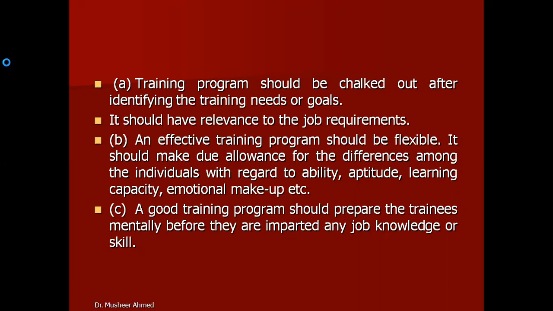So a training program is constituted, as we have already discussed, based on the training needs of the employees. It should have relevance to the job requirements. A training program should be directly related to the job. It should be related to only those aspects of the job where employees need to have the training.